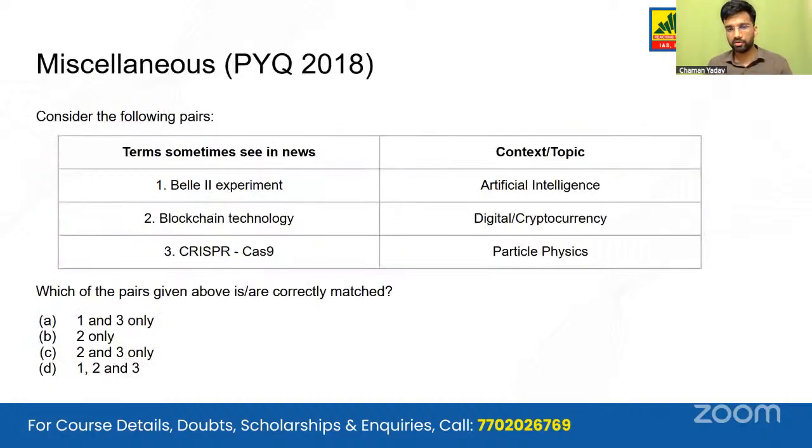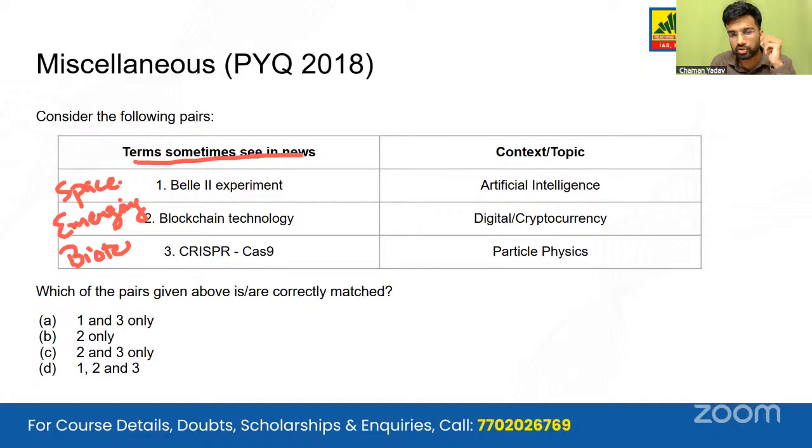So that's okay. Let's discuss one of the miscellaneous questions. What these miscellaneous questions do is give us terms sometimes seen in the news. In term-based questions, we have seen transcriptome, and a couple of years later they gave the Barrett experiment, which is of space science. Blockchain technology is an emerging technology, and CRISPR-Cas9 is used in biotechnology. So they have used all three different types of technologies in framing this particular question.